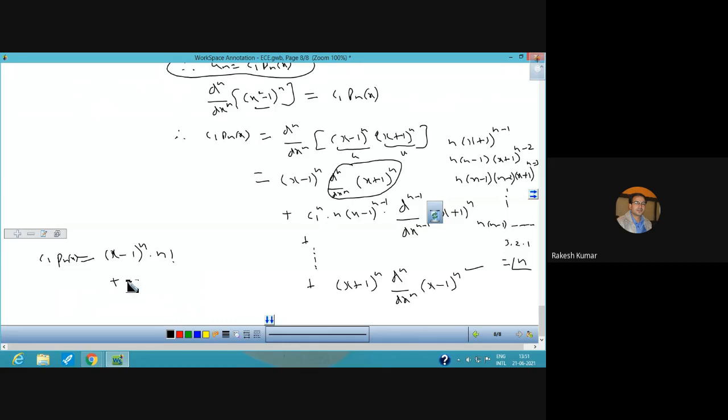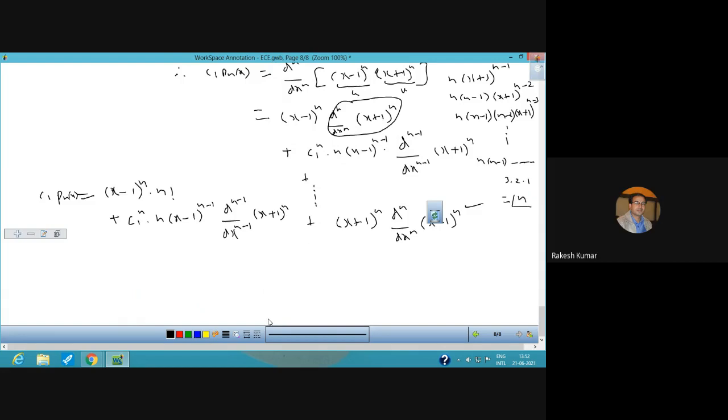Similarly, the second term will be C1 raised to power n and n (x minus 1) raised to power n minus 1, and nth order, n minus first order derivative of the term (x plus 1) raised to power n, and so on कर दीजिए. The last term, this one, will also give you (x plus 1) whole raised to power n into n factorial. इसका nth order derivative इसी पैटर्न पर n factorial.